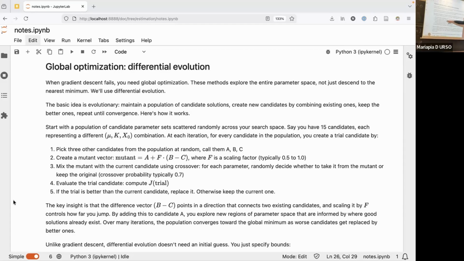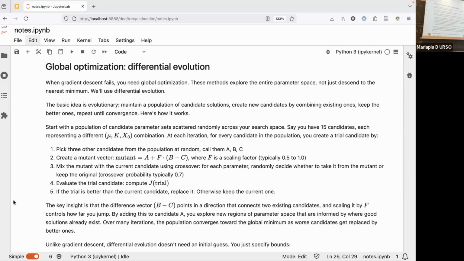And then you get a new mutant vector, and this mutant vector you don't immediately put back into the population, but you first keep a random subset of the coefficients in the vector. So maybe the first dimension you keep from A, and then the second dimension you keep from A plus F times B minus C, and the third one maybe you keep from A again, and so on.